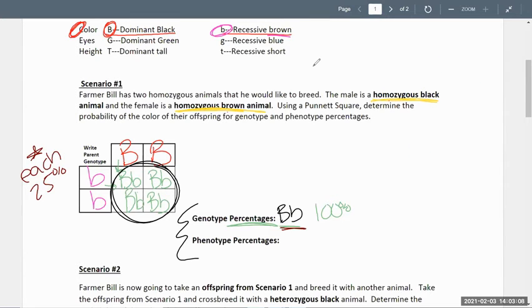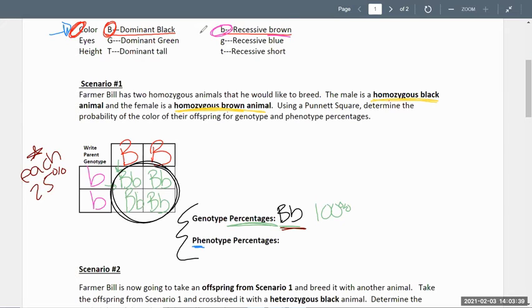For our phenotype percentages, remember that's a little different because with phenotypes, we're looking at the physical characteristic. So the physical trait here, again, is the color. Are we black or are we brown? So then you're going to look here. You're going to tell me if you have black offspring or brown offspring or both. So because they're all the same, we have 100% heterozygous, they're all going to be the same phenotype as well, right? It doesn't make sense to have the same genotype and different phenotypes.